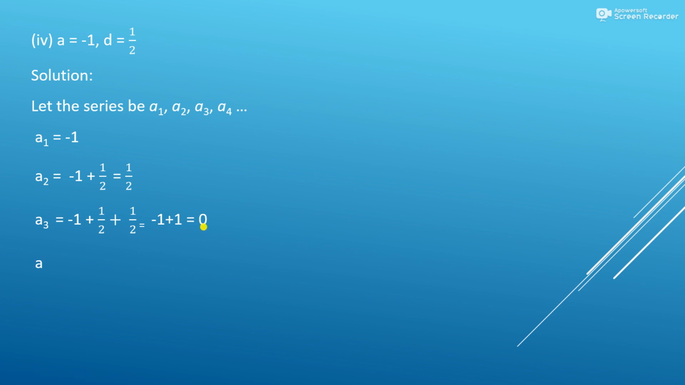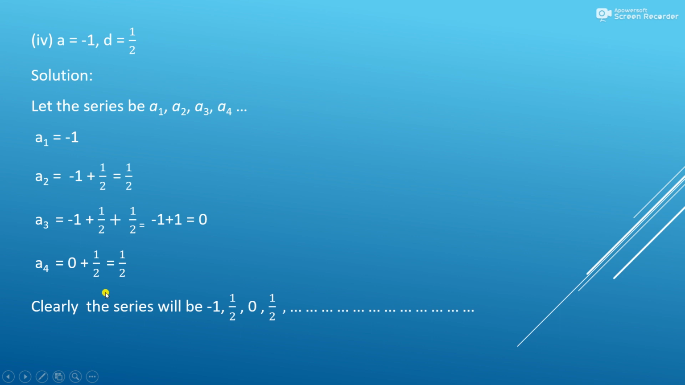And the next one, fourth term, how do we do the fourth term? Fourth term can be found by adding common difference to the third term. Third term here is 0, and we are adding common difference, that is 0 plus 1 by 2 is equal to 1 by 2. Clearly the series will be first term minus 1, second term 1 by 2, third term 0, fourth term 1 by 2.